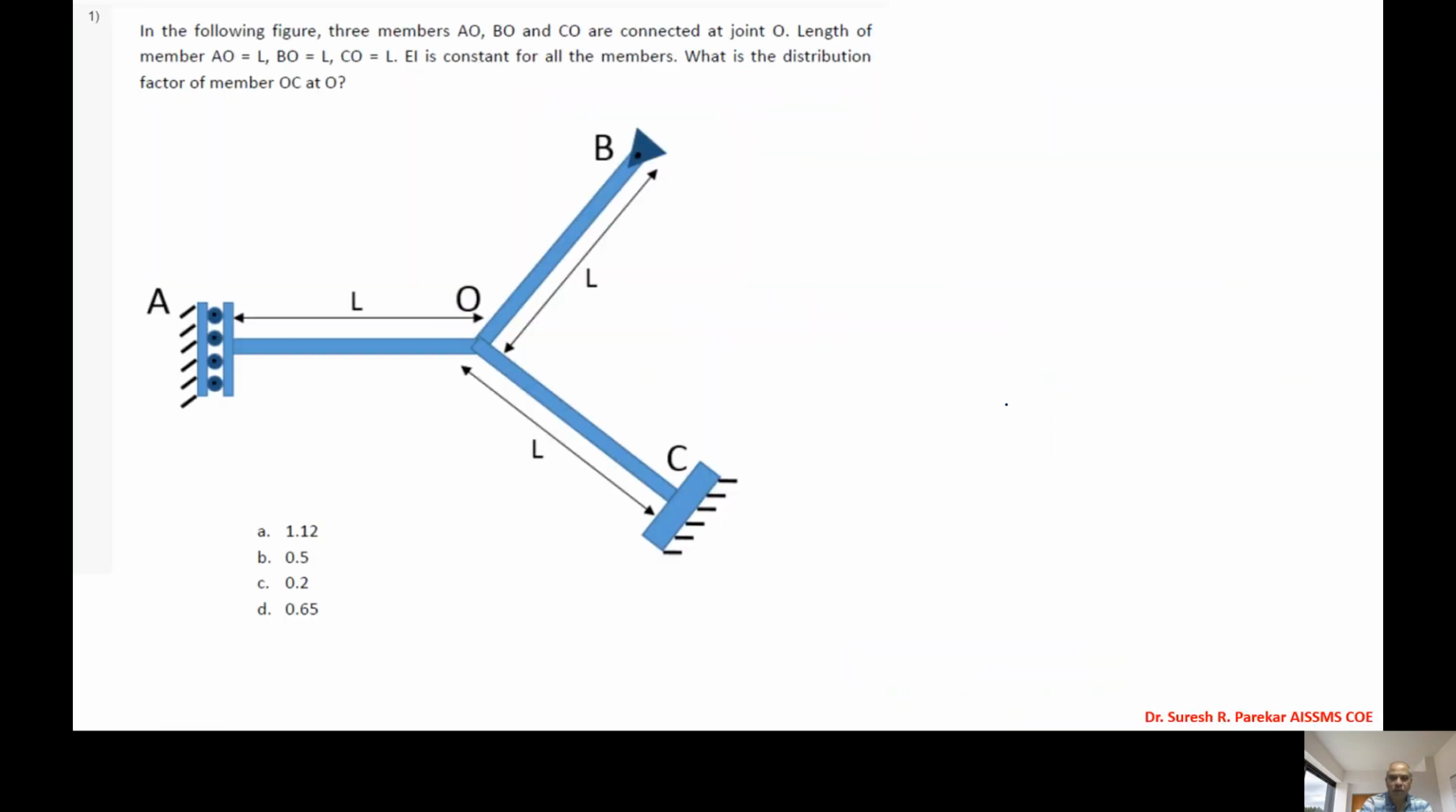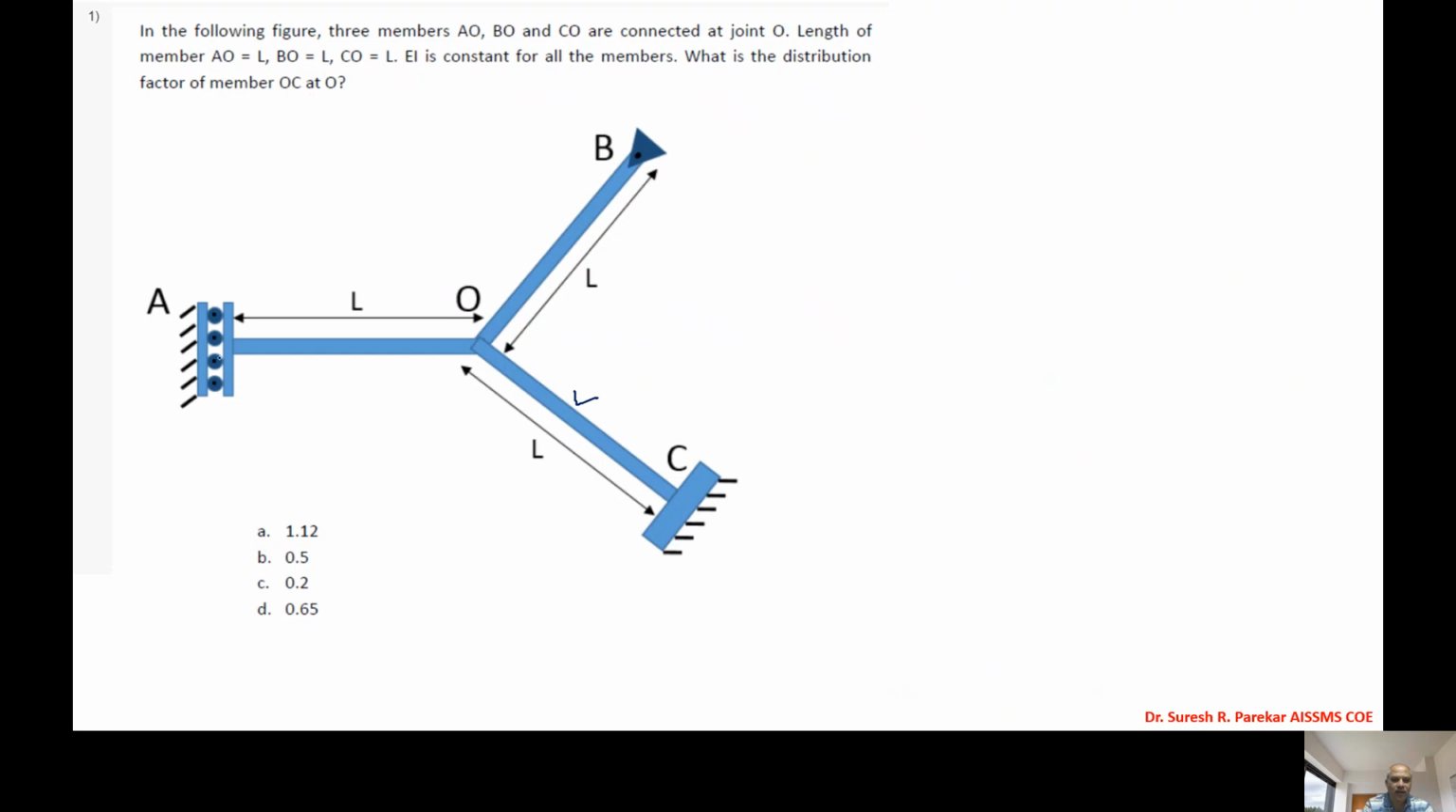Good evening. Today we are going to see assignment number 11. In the following figure, three members AO, BO and CO are given, and we have to find the distribution factor for the OC member.